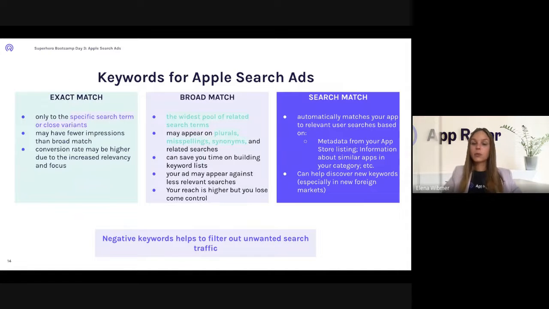And then last but not least, the so-called negative keywords that you can use simply to filter out unwanted search traffic. So if you're providing a specific feature, but you want to make sure that you're not appearing for a specific keyword, then you can use the negative keyword function.